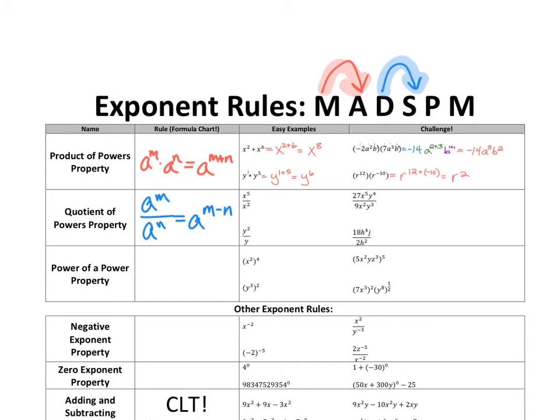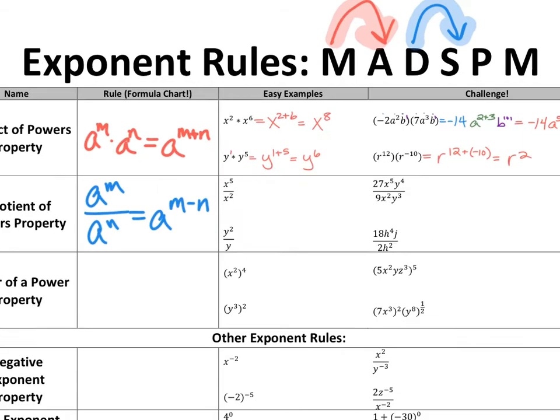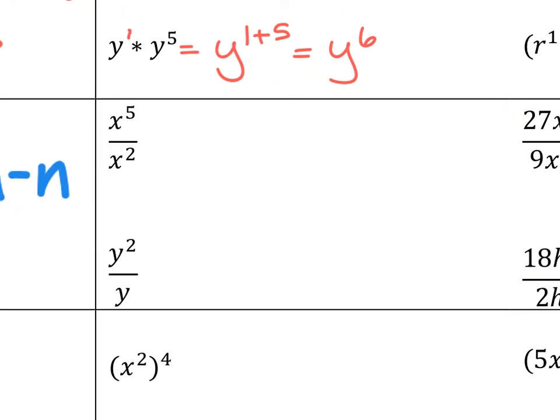So if we're going to do a couple example problems for this one, we would make sure that the bases match, x and x, and instead of adding, since I'm dividing, I would subtract. This would be x to the 5 minus 2, and 5 minus 2 is x to the 3rd power, or x cubed. That's it. Simple.